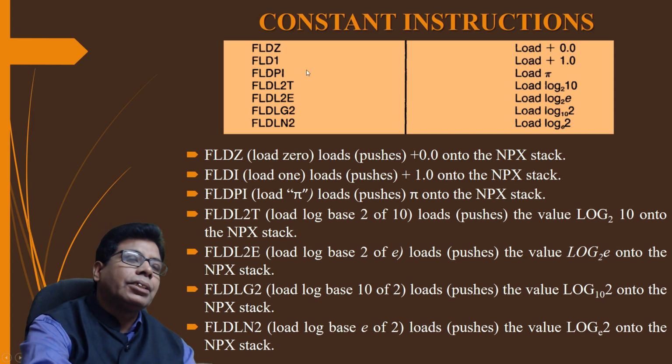Then constant instructions. We have these instructions: FLDZ loads 0.0, that is 0, onto the stack. Then FLD1, load 1, it will load 1.0 onto the stack. Then FLDPI, it will load pi. Pi is nothing but the 3.14 value that will be loaded onto the stack.